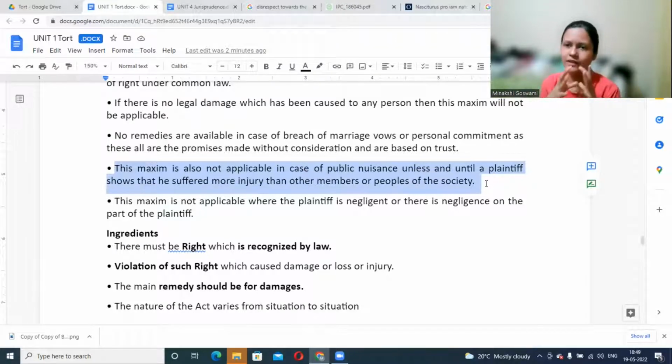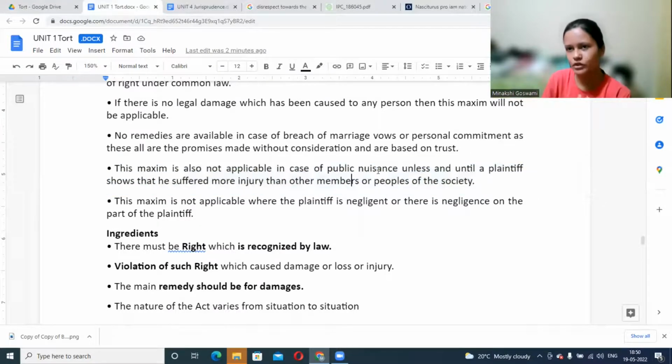In such cases, if there are 200 people who are suffering loss, you alone should not go to the court saying my right is being violated. It's not just your right, it's actually the right of the public. If you have suffered some extra or more harm, then that's a different matter. Otherwise, in case of public nuisance, usually one individual is not allowed. So remedy might not be applicable because you have suffered the loss along with a group of people.